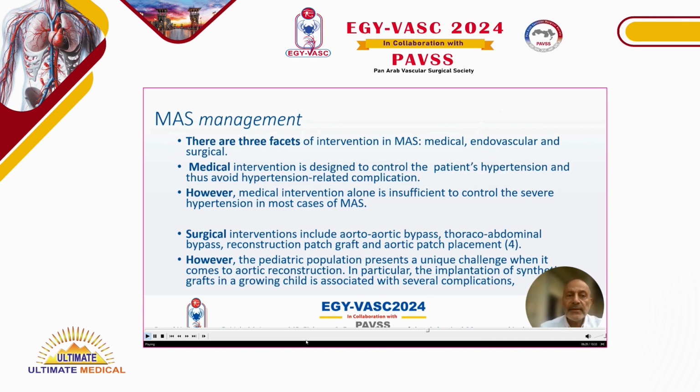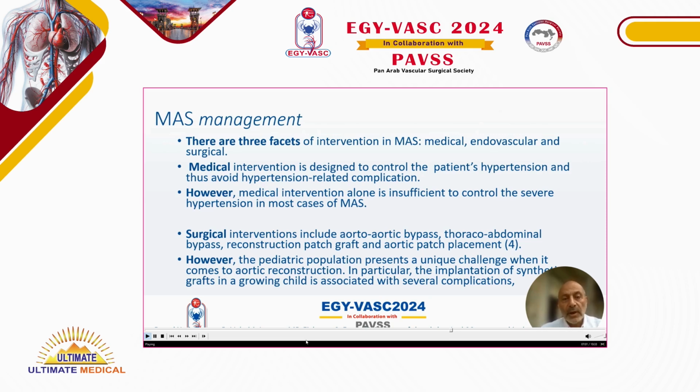There are 3 facets in the management of mid-aortic syndrome, including medical, endovascular, and surgical. Medical interventions are designed to control the patient's hypertension and thus avoid hypertension-related complications. However, medical intervention alone is insufficient in most severe cases to control the hypertension and its complications. Surgical interventions include aorto-aortic bypass, thoracoabdominal bypass, reconstruction, patch graft, and aortic patch placement.